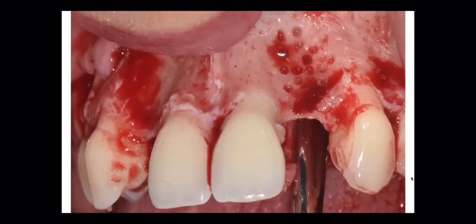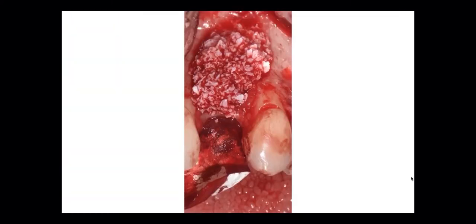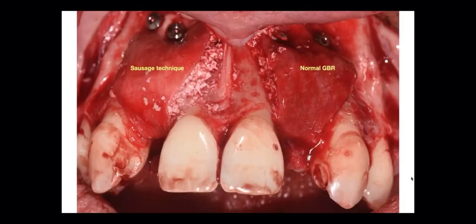Then preparation of the bone with those small holes that I showed you before, left and right sides, and the bone placement. Okay. In this case, I wanted to compare 2 guided bone regeneration techniques, the sausage technique and the normal guided bone regeneration. So what's the difference?